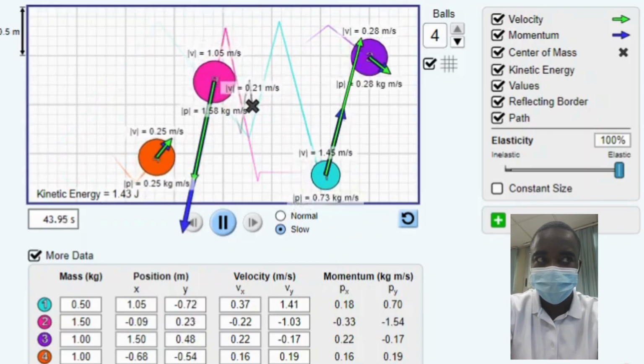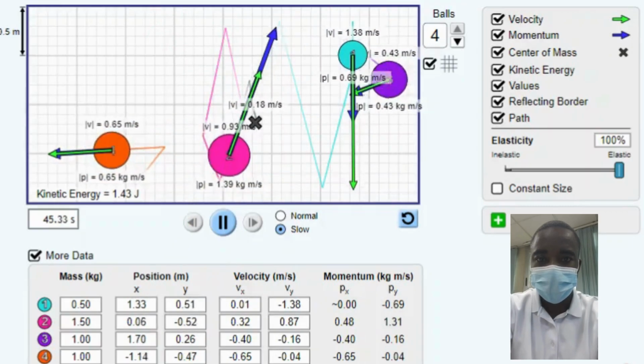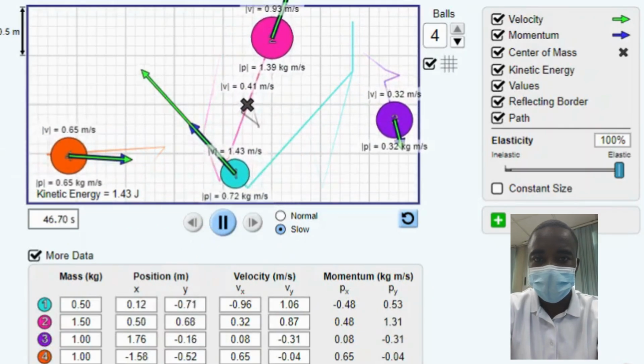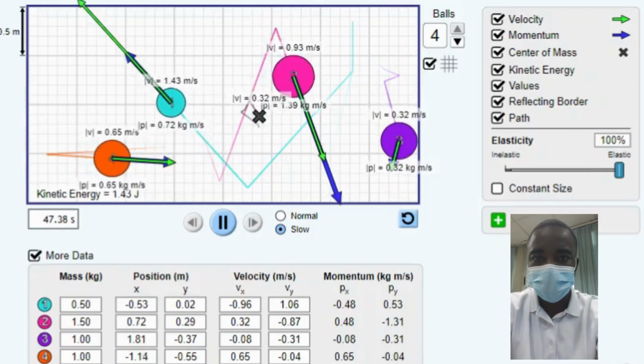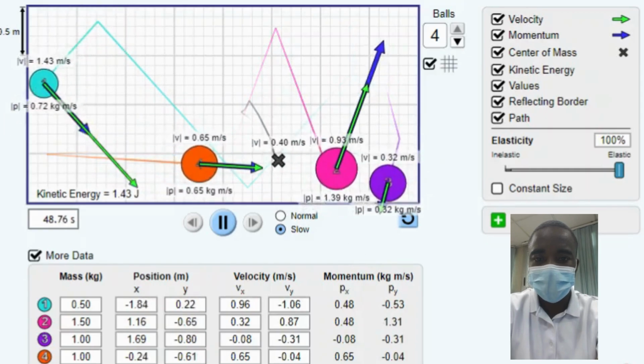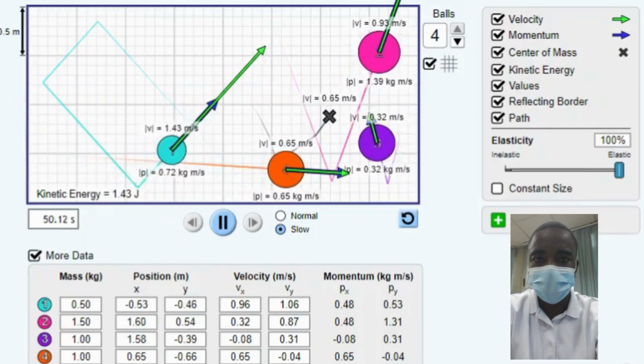The principles of collisions have numerous real-world applications, from understanding the behavior of particles in physics to designing safety features in vehicles. By exploring collisions in the simulation, students can gain insights into the practical applications of collision principles and understand their relevance in various fields.